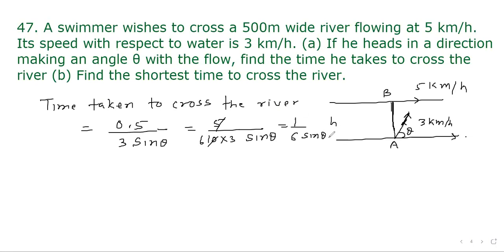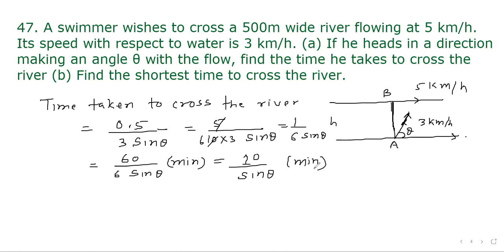Now, if we want to convert it into minutes, we can multiply by 60 divided by 6 sin theta minutes, which will be equal to 10 upon sin theta minutes. Now, suppose we want to find the shortest time. So for shortest time, sin theta will be 1. That is, when theta equals 90 degrees, sin theta will become 1. And then the shortest time will be equal to 10 minutes.